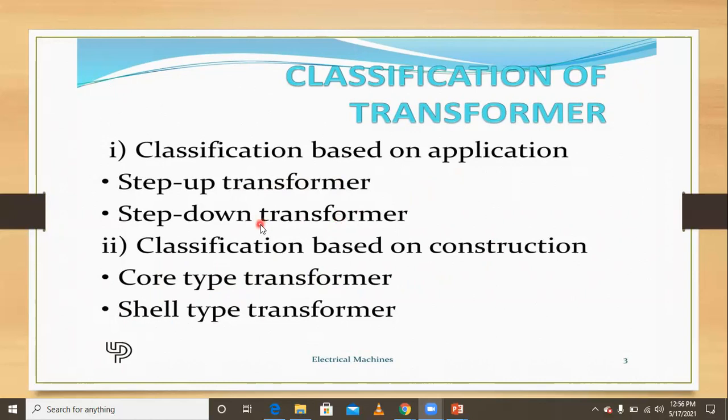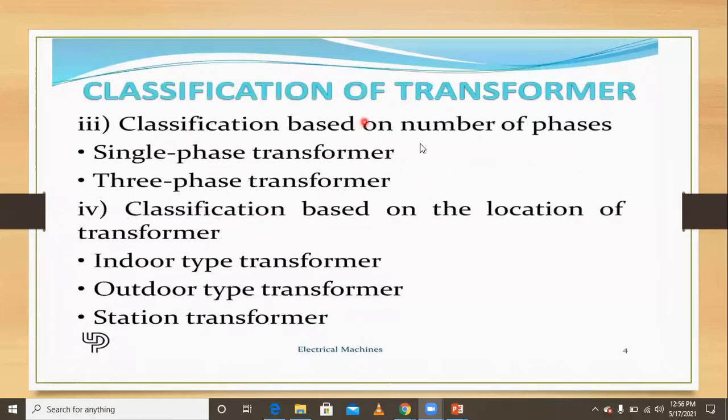Classification based on application: step up and step down transformer. These are the two classifications, and there is also classification based on the number of phases. Transformers can be classified into single phase transformer and three phase transformer.